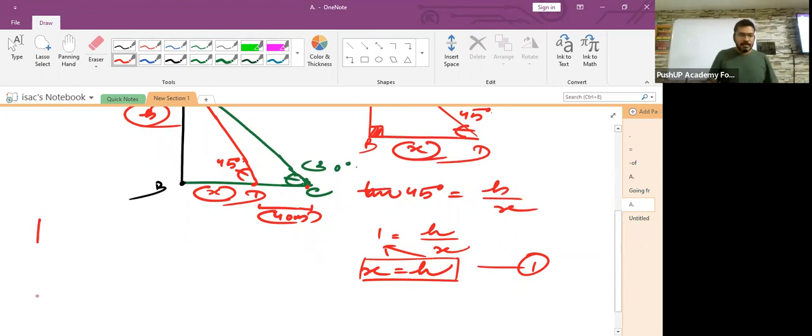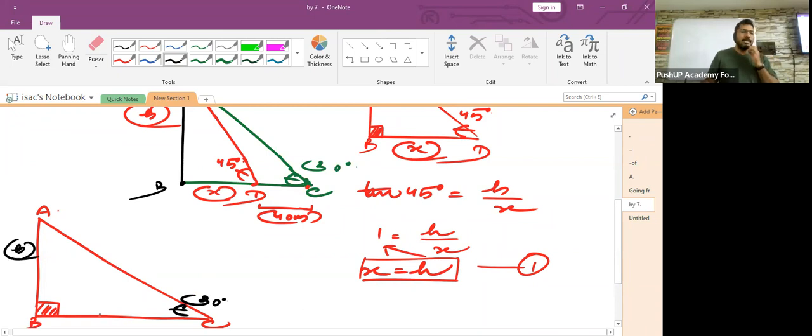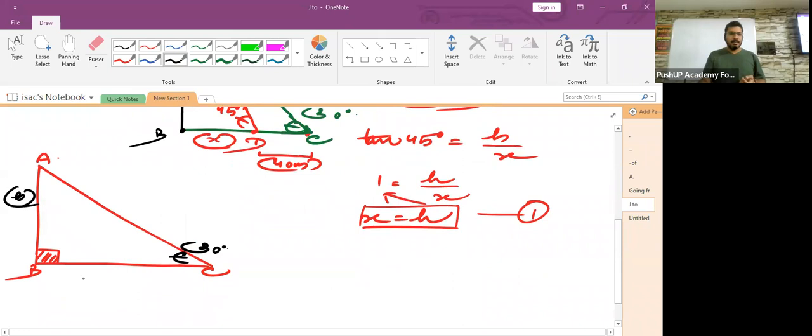Then let's draw the second figure. Triangle ABC. Angle B is how much? 90 degrees. Then angle C is how much? 30 degrees. Then AB is what? The height of the building. BC is how much, children? X plus 40. How much is BC? X plus 40? Yeah. BC is X plus 40.